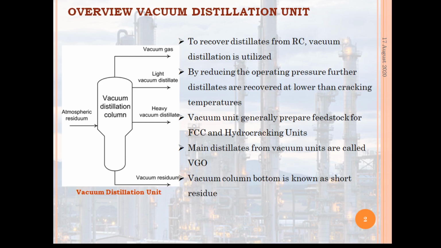The vacuum unit generally prepares feedstocks for fluid catalytic cracking and hydrocracking units. The main distillates from vacuum units are called vacuum gas oil or VGO. This vacuum column bottom is known as short residue. Whatever product is coming out from the bottom of the vacuum column is known as short residue.